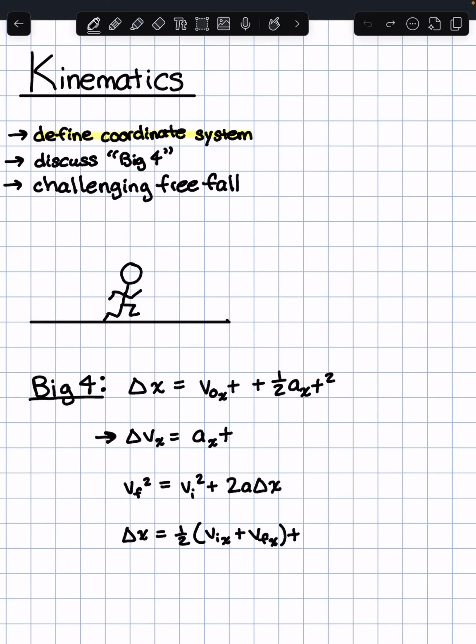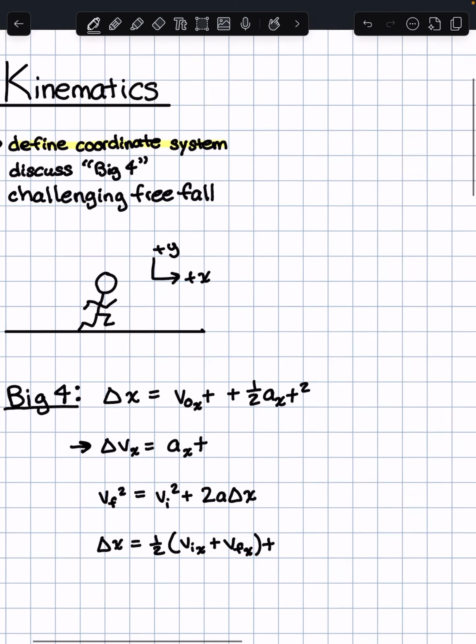We want to make sure we have a good convention for defining which directions are positive and which are negative. So we always want to define the positive direction with a set of arrows. So I can call this x in the positive direction. Oh, I have that backwards. X in the positive direction and y in the positive direction.